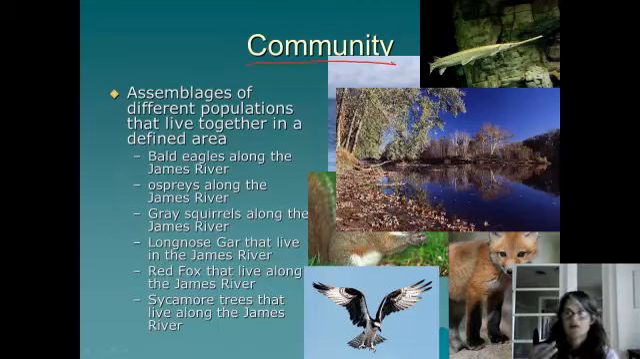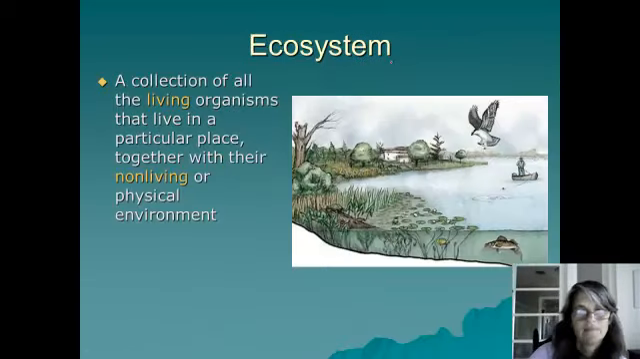The osprey might prey on the garfish, and the eagle will compete with the osprey for that fish, and the sycamore trees provide habitat for the squirrel and the fox, and so on. So all of these organisms interact with each other and thus make this complex community, okay?